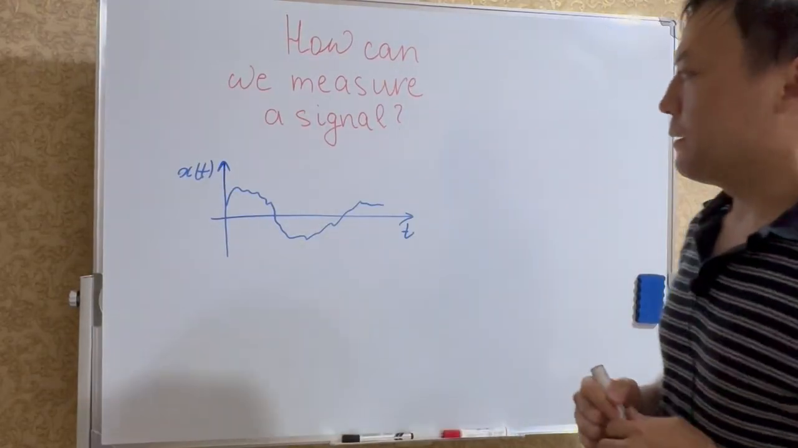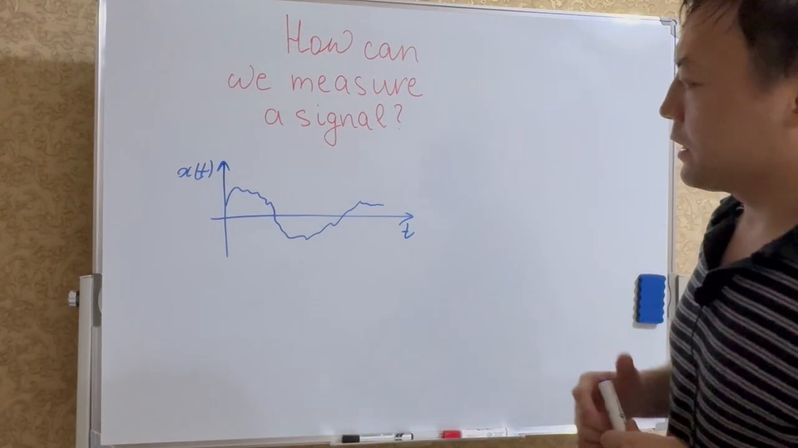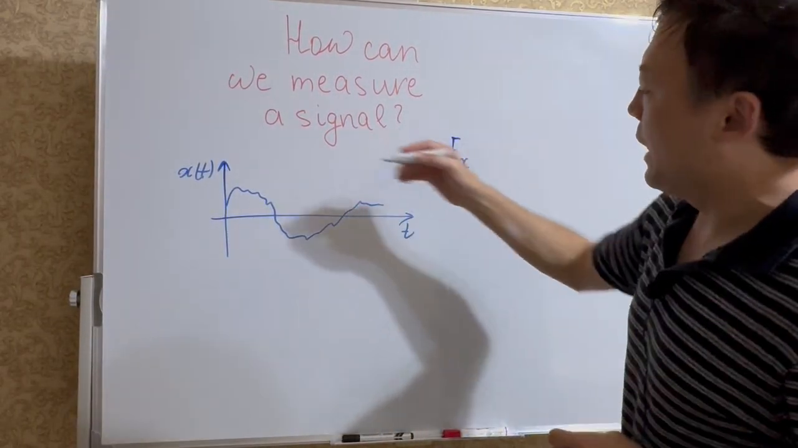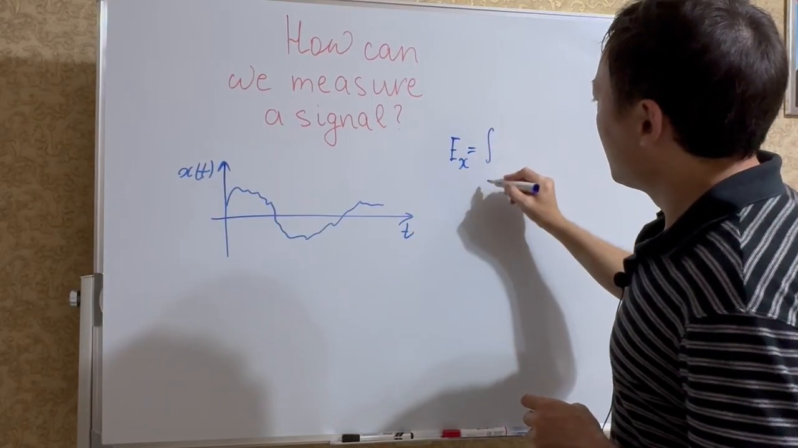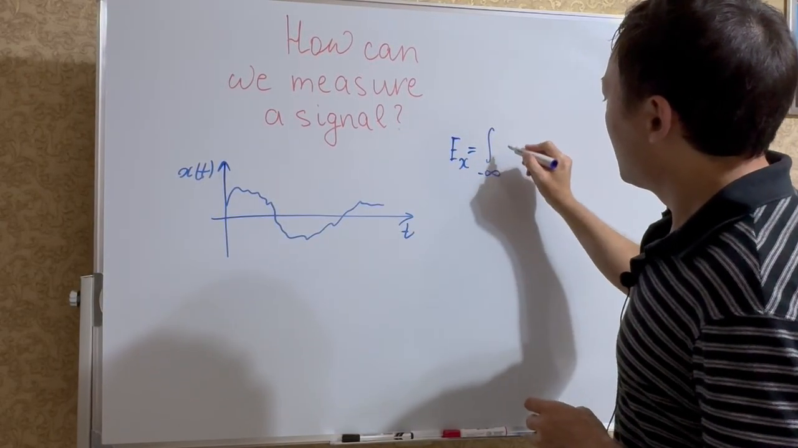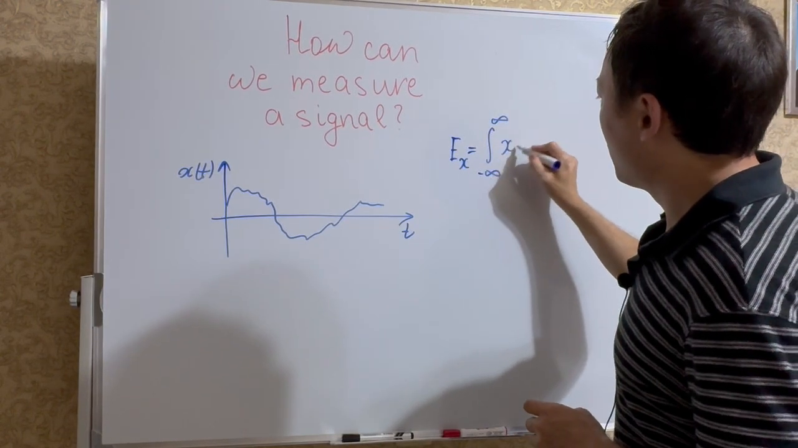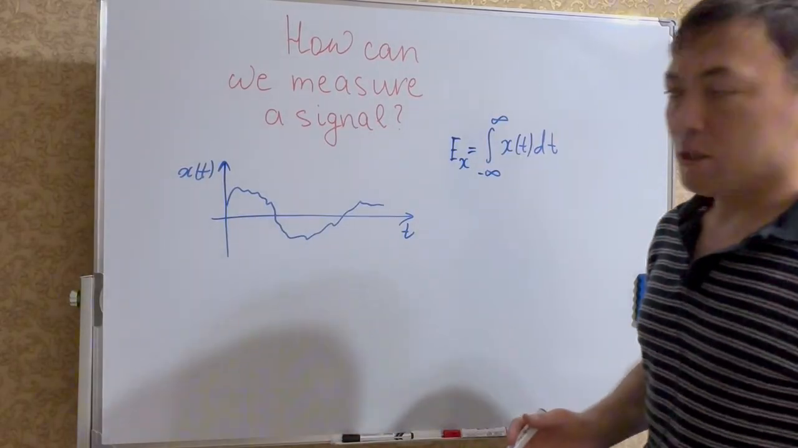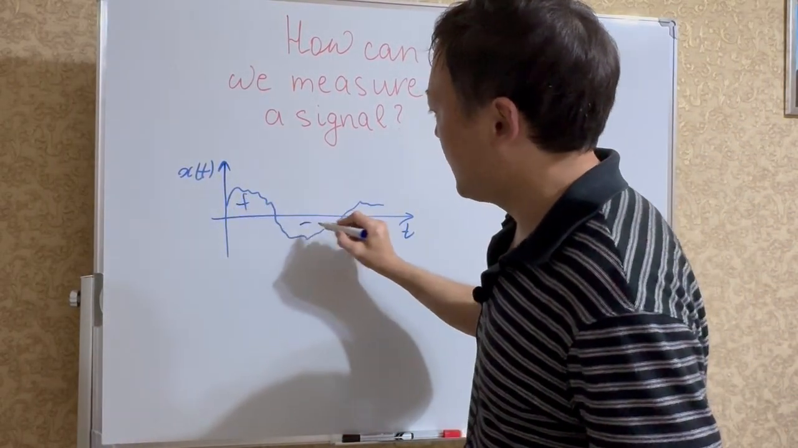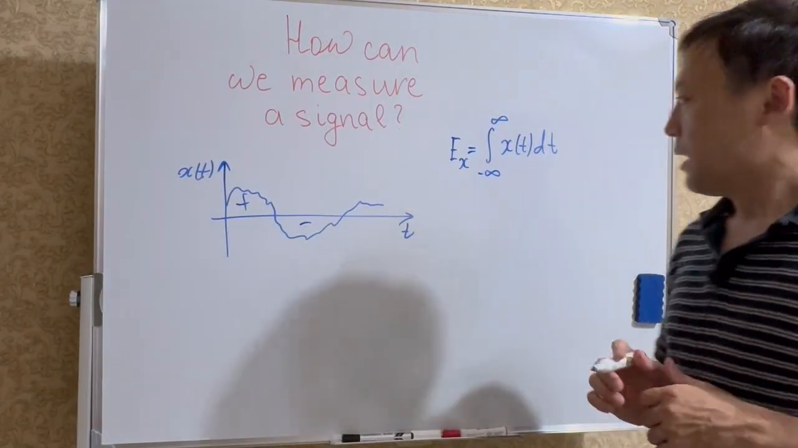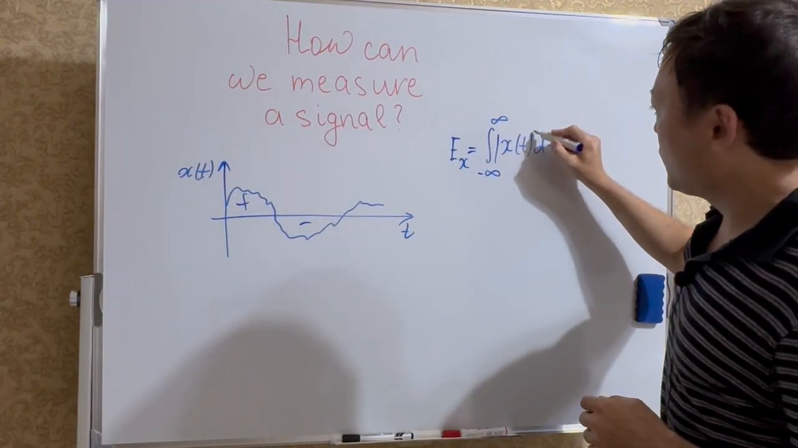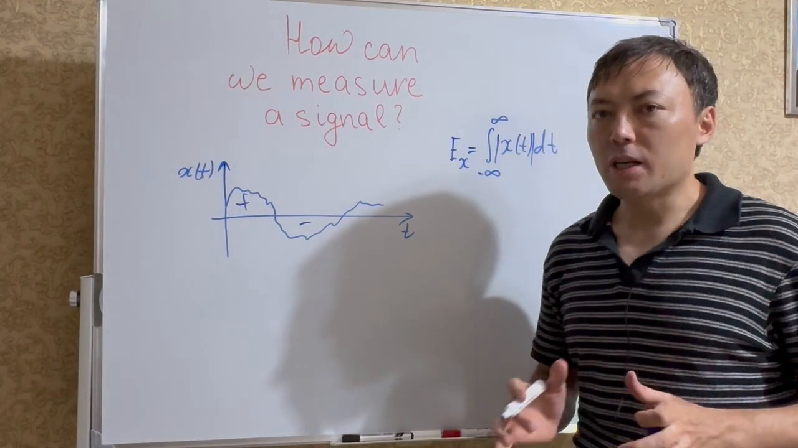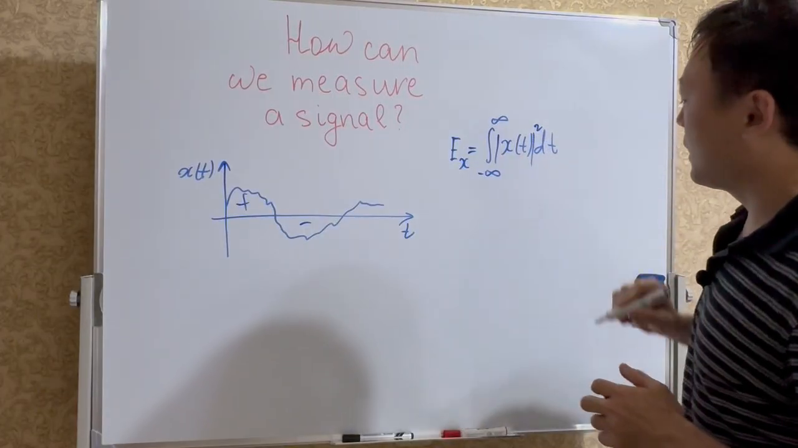If we choose as a measure the area of a signal, if we write energy of x equal to the integral from minus infinity to plus infinity of x of t dt, it will be an incorrect measure because plus and minus signs will cancel each other. If we choose absolute value, it will work. But a physically meaningful measure is to choose the square of this signal.